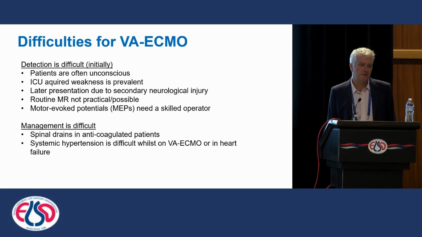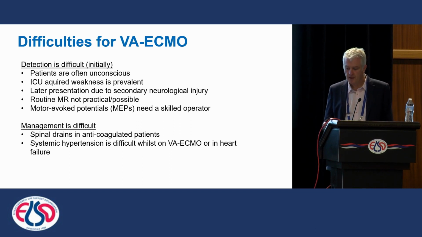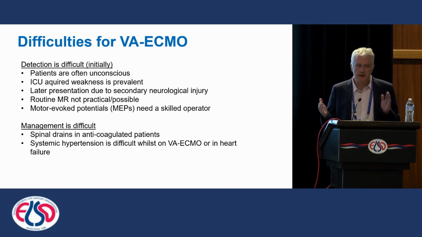Which leads us to the difficulties of this complication in VA ECMO, because its detection is really difficult. Most of our patients are often unconscious. I know we do more awake ECMO. And a lot of our patients are very sick. These are SCAI class E type patients. So these are the types of patient we wake up with terrible ICU-acquired weakness. And it may only become apparent that their legs don't move once their arms have recovered several weeks down the line. And in the aortovascular world, some present late because it's more of a secondary neurological injury, and that just muddies the picture.